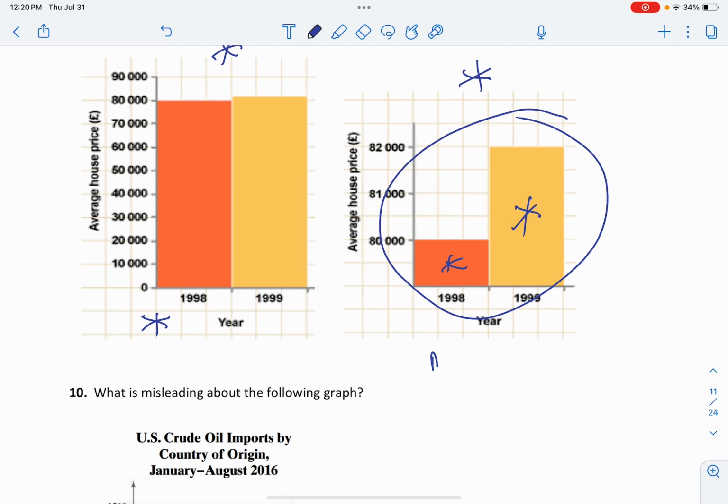So misleading. You'll see this quite a bit where they'll try to start a graph that's not at 0. For it to be accurate and tell the real truth, it probably should start at 0 right there. Okay, so that one's cool.